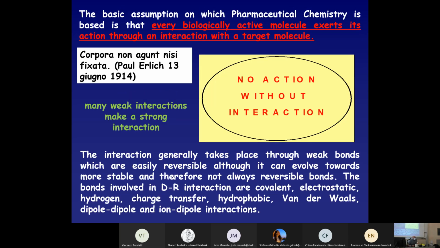Yes? But we said that it should be a weak interaction. Okay. Normally, weak bonds are involved, van der Waals, for example. Van der Waals is very weak, you know. But a lot of van der Waals interactions make a strong interaction, because you have to consider the surface of the drug, and so there is not only one, but several. You put all together, the final result is a strong interaction. Okay? Not only one.